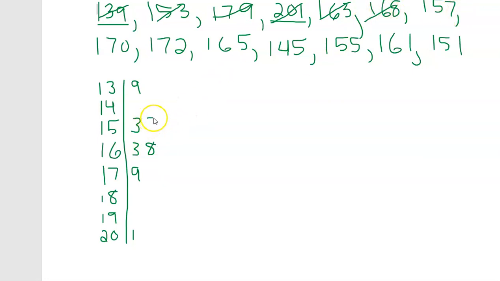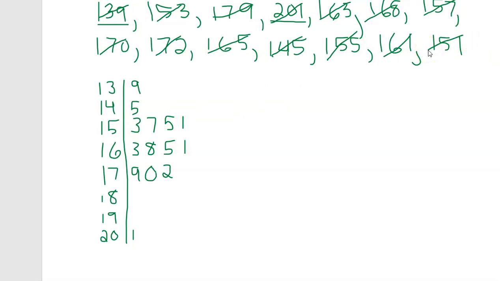157, I'll go to the 15 and put a 7 behind it. 170, I'll go to the 17 and put a 0 behind it. 172, I'll go to the 17 and put a 2 behind it. 165, I'll go to the 16 and put a 5 behind it. 145, I'll go to the 14 and put a 5 behind it. 155, I'll go to the 15 and put a 5 behind it. 161, I'll go to the 16 and put a 1 behind it. And then 151, I'll go to the 15 and put a 1 behind it.